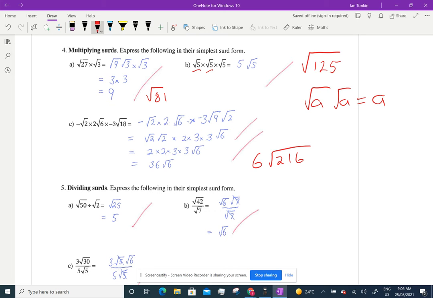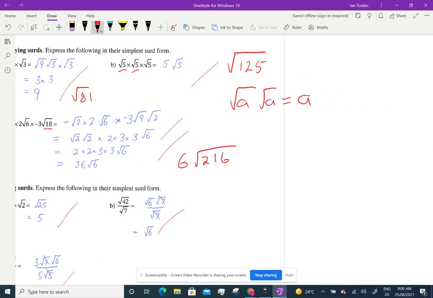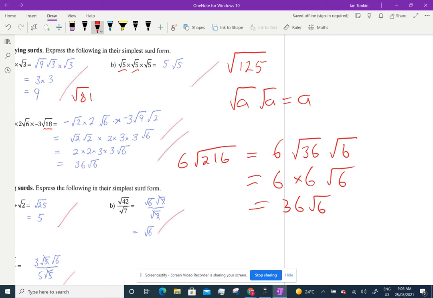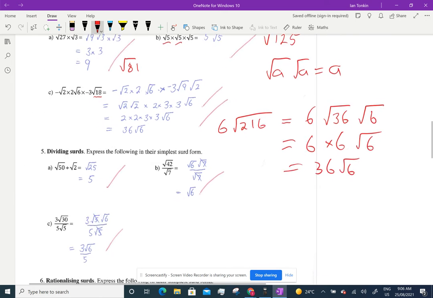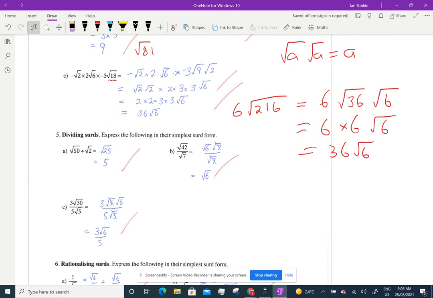Down here, a lot of people got 6 root 216. Well, that's no good again. I like to split these, like the 18, up into 9 and 2, and then just simplify it from there. But if you've got 6 root 216, well, that's the same as 6 root 36 root 6. And that's 6 times 6 root 6, which is 36 root 6. And remember, you had all your books. This was an open book exam. You should have been able to do that.